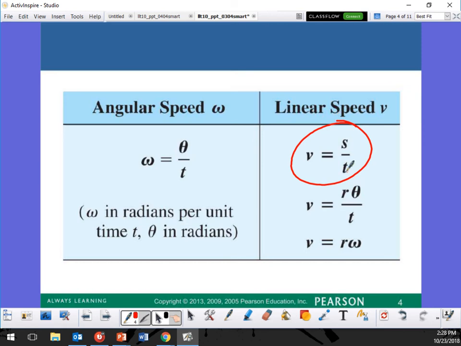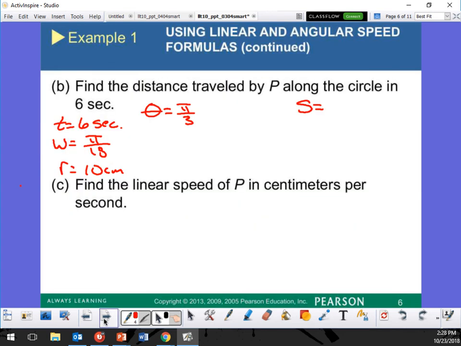Do I have V? We don't have V, do we? No. Can we solve for V? Yes, we can solve for V. Do we have R? Yes. Do we have W? Yes. We have R and W, so we can solve for V. So before I solve that one, that means we're looking for linear speed on this next one. So that's V, right?